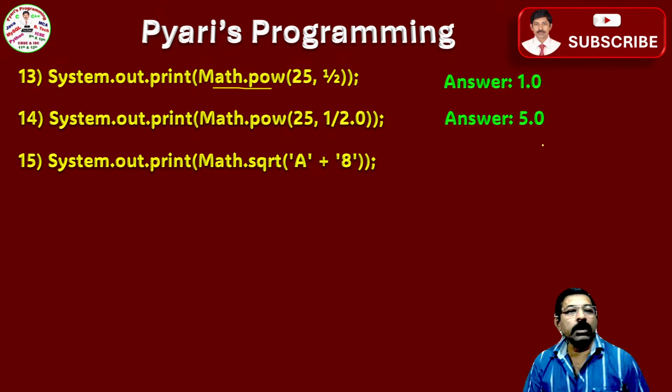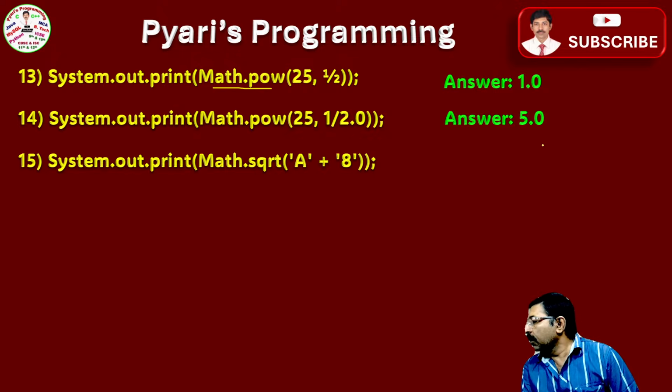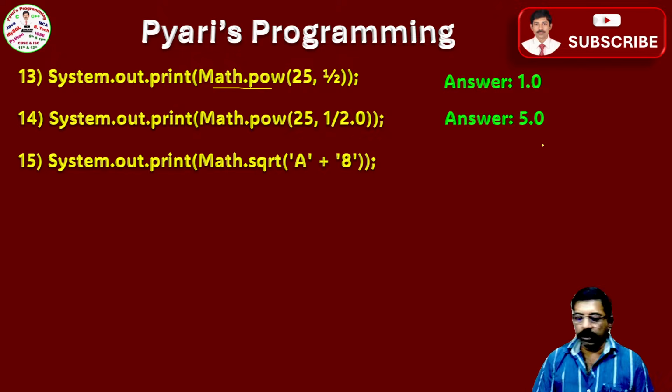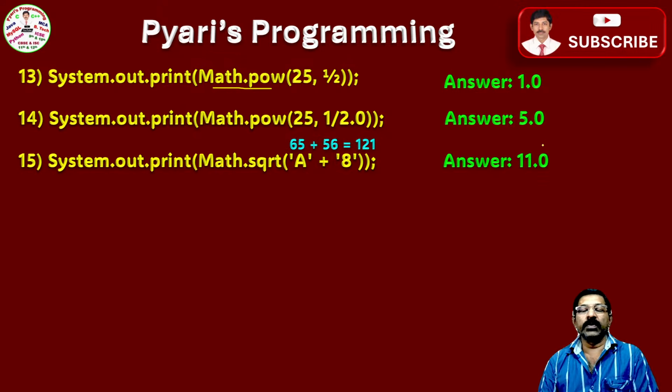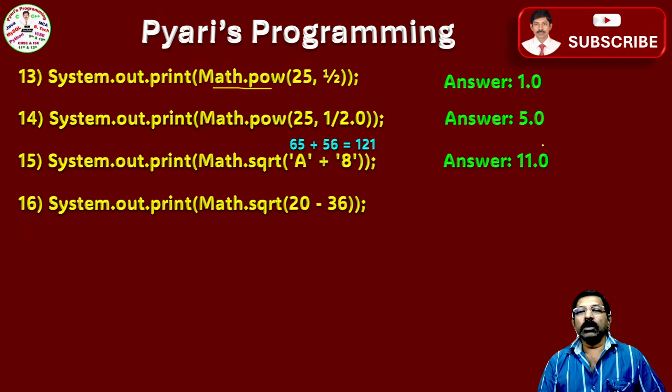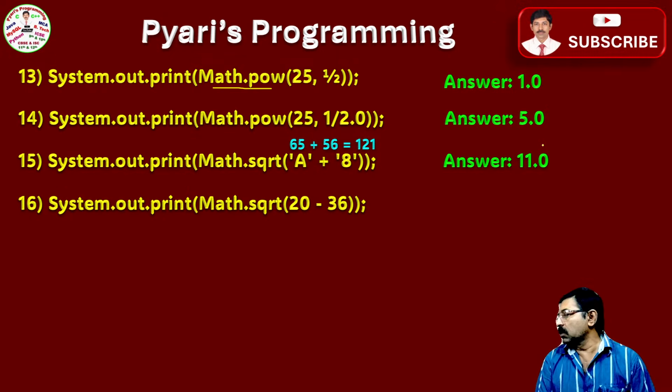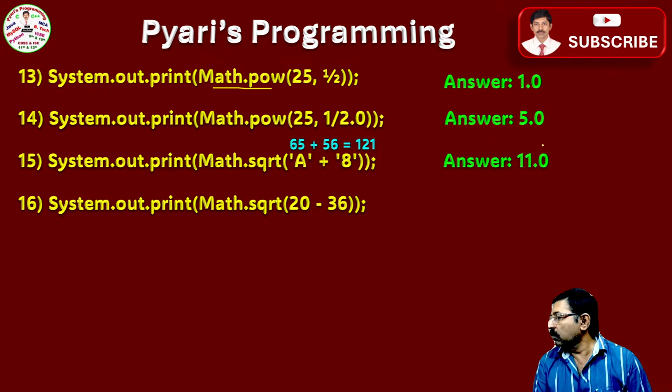क्या क्या आ रहा है आंसर 15 का ना? Yes. 11.0, because 65 plus 56 is 121, and because the return type is, we know, double, that's why it is 11.0. Good.